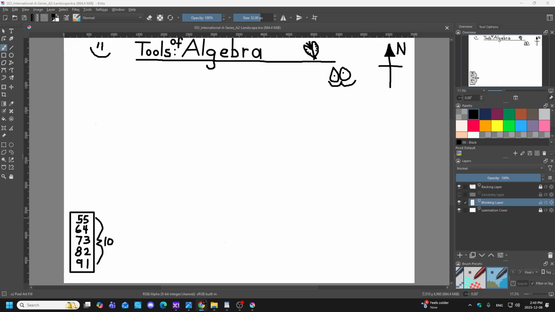Definition of volume. In mathematics, volume is the measure of the total three-dimensional space an object occupies or a container can hold. Essentially, how much stuff fits inside. Measured in cubic units like cubic centimeters or cubic meters, cubic inches.